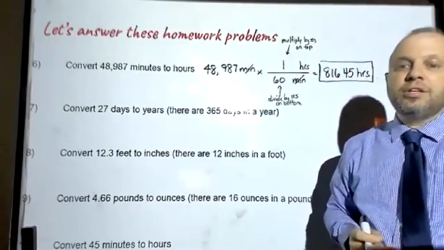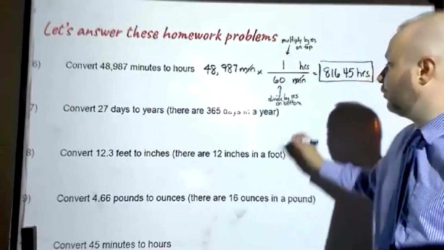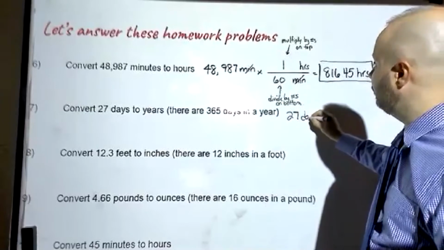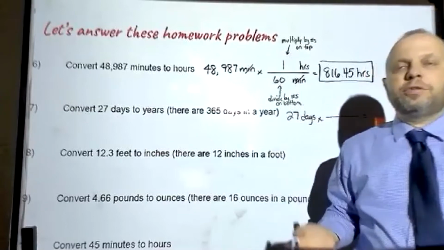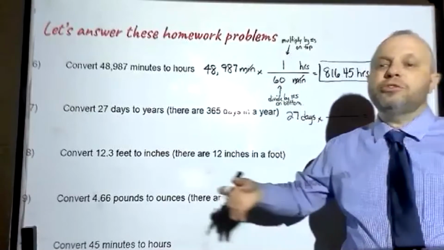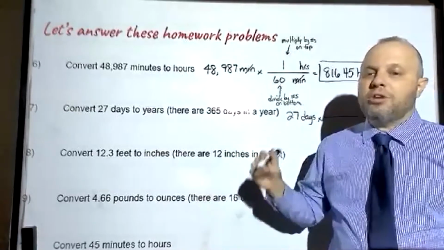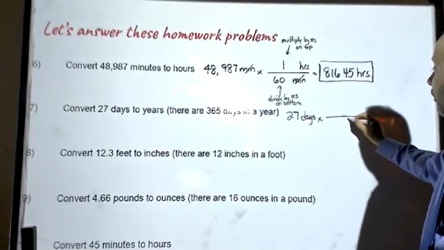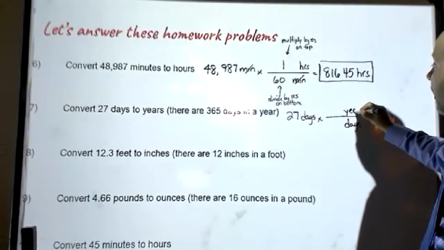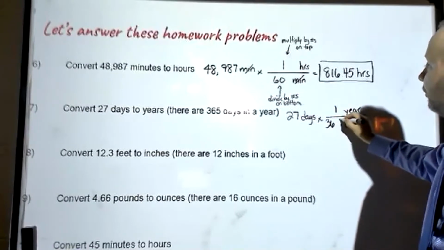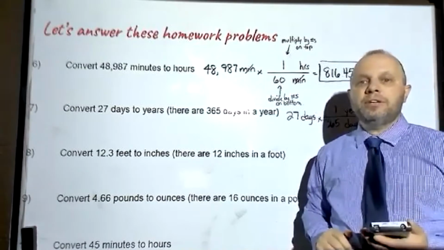Question number 7. So we want to convert 27 days into years. So we have 27 days. We're just rounding off, right? So there's really about 365.25 days in a year. That's why we have a leap year every 4 years. We're going to call it just a straight 365 days. That part's going to go on the bottom, days, because we want that unit to cross out. Years is going to go on top. 1 year, 365 days. Go ahead and try and type that into the calculator.